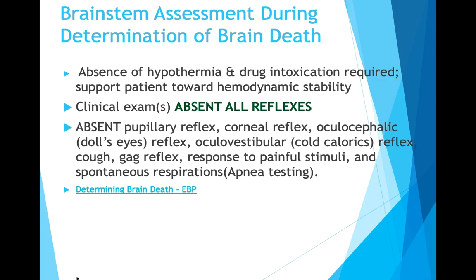The oculovestibular, the cold caloric, that's where you shoot the cold fluid, usually cold saline, into the patient's ear canal. If the patient has an intact brainstem, their eyes would deviate towards the side of the cold instillation, and then they would have nystagmus. So a brain dead patient would be absent of that reflex. Absent of a cough or a gag. They would not have any response to painful stimuli. All of that would be negative, and they would have no spontaneous respirations, and you can test that with apnea testing.